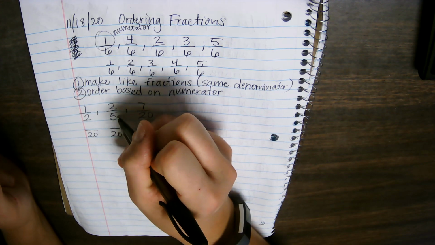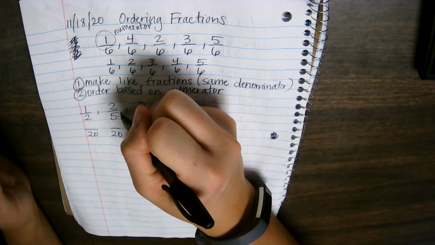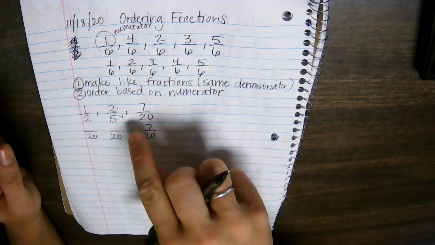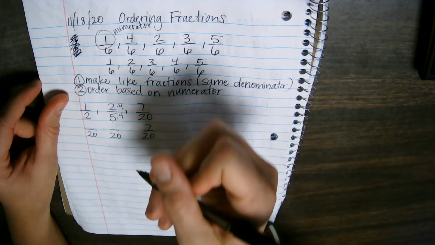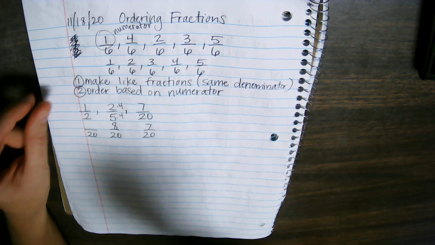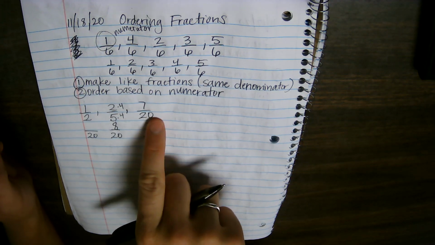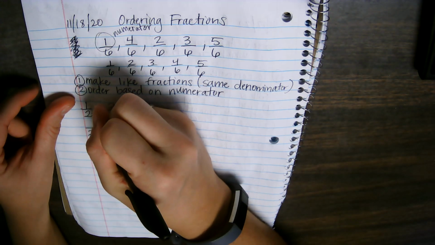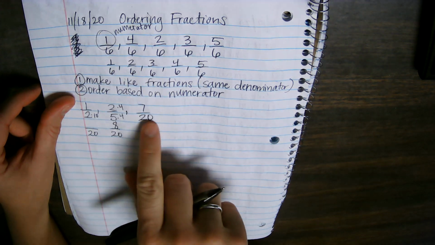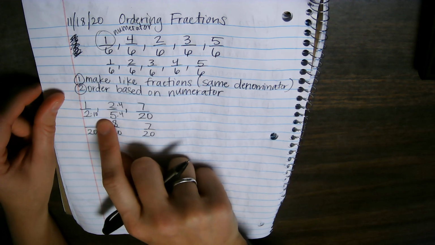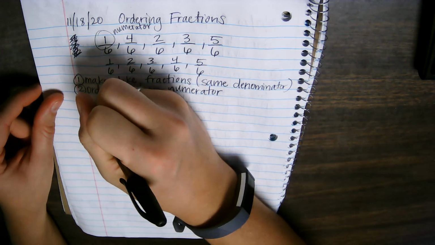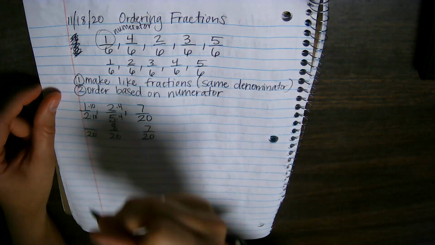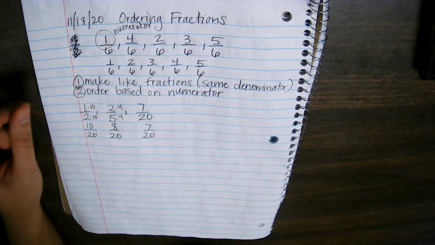Well, 5 times what is 20? 5 times 4 is 20. So whatever we multiplied this bottom by, we're now multiplying the top by that. So 2 times 4 is 8. 2 times what made the 20? 2 times 10 made that 20, right? So whatever we multiply by the bottom, we have to multiply that by the top. So 1 times 10 is, of course, 10.